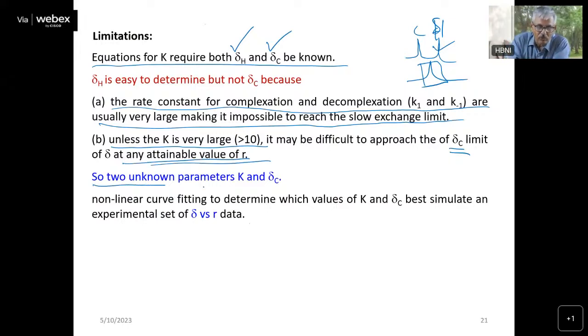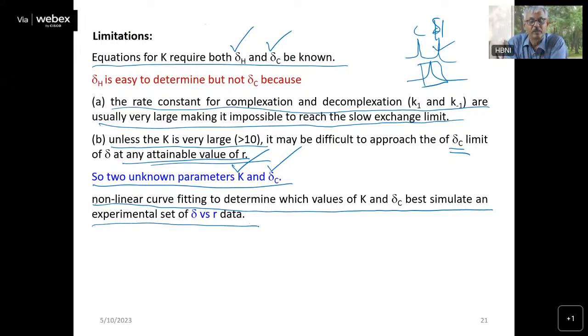So now you have two unknown parameters: the equilibrium constant and the chemical shift value of the complex. In this case, you use non-linear curve fitting to determine which values of K and delta C best simulate an experimental set of delta versus R. So you have to do some kind of simulation to see which delta C is best. You have to change the delta C value and the K value, and see where you get the best fit for the curve.